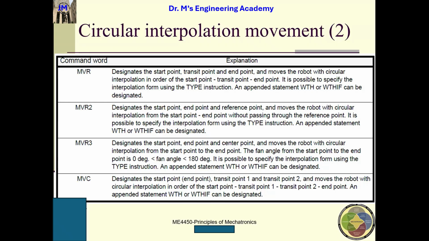So you can see the difference between MVR3 and MVR, right? For MVR, all three points are on the arc. But for MVR3, only the first and second points are on the arc, but the third point is the center. We know that the center is not on the arc, right? You guys agree?